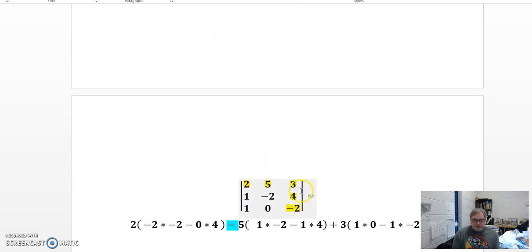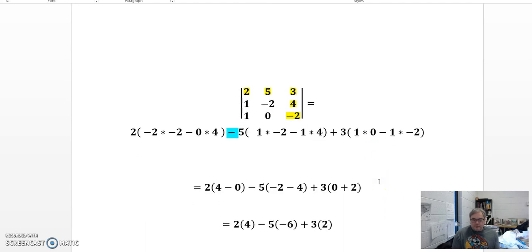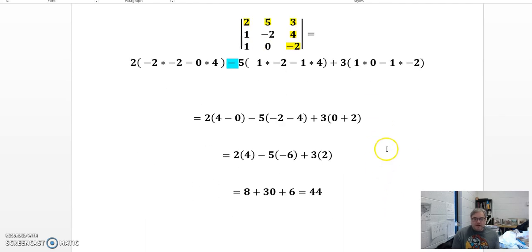And I'm going to eliminate the third column because I'm going with the 3. And that leaves me 1 times 0 minus 1 times negative 2. And these next steps are just simplifying that. And you do not want to get in a rush. There's a lot of negative signs on this stuff. So this will give me a 4 minus 0. And here I'm getting a negative 2 minus 4. 0 plus 2.